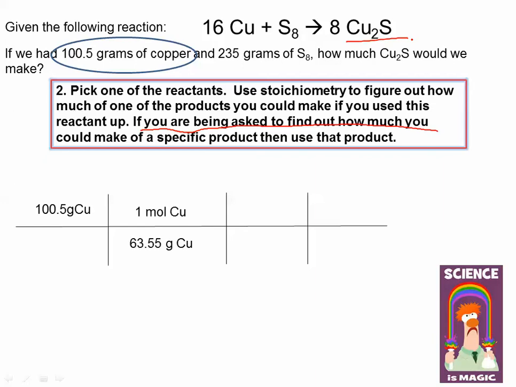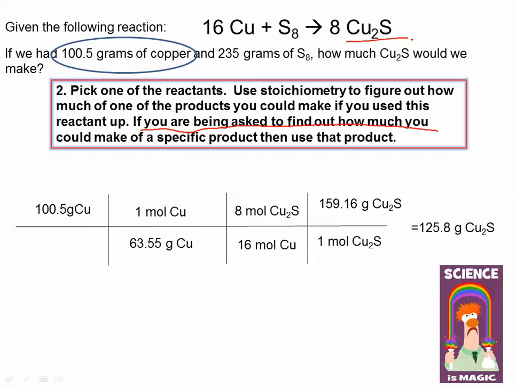In 1 mole of copper, there's 63.55 grams of copper. Looking at the coefficients, for every 16 moles of copper, we have 8 moles of copper(I) sulfide. In 1 mole of copper sulfide, there's 159.16 grams of copper sulfide. So we get an answer of 125.8 grams of copper sulfide. So if all the copper reacts, we will produce 125.8 grams of copper sulfide.